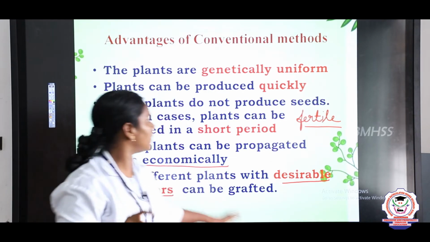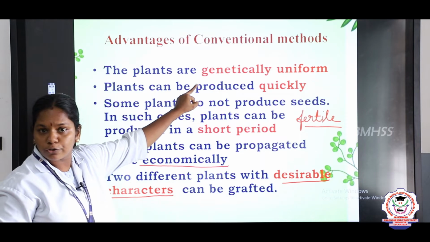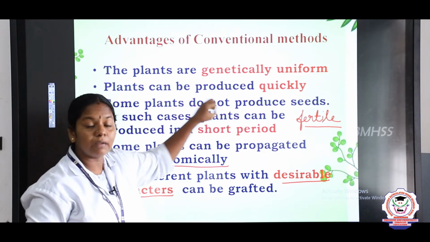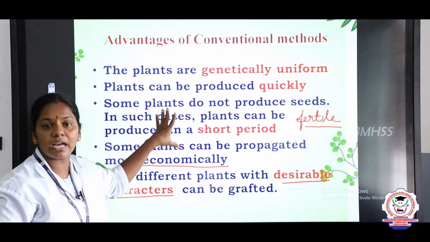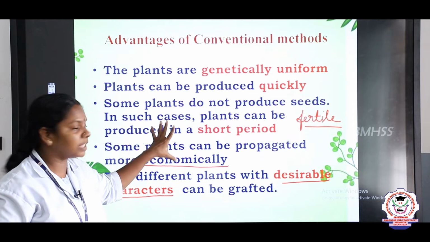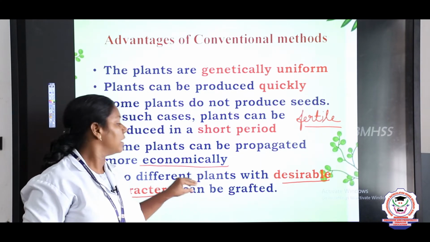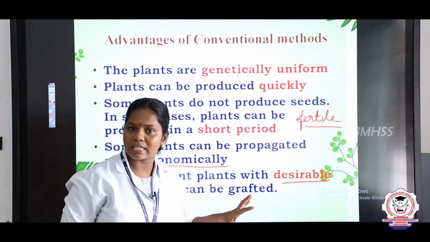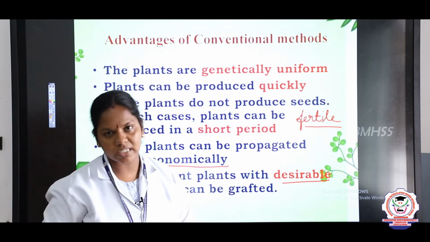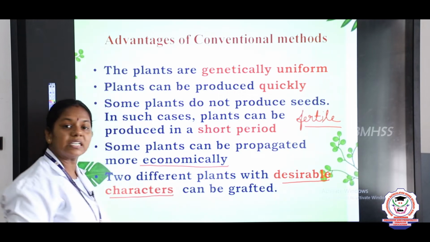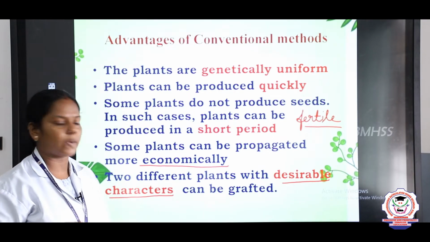So what is the first advantage, children? They are genetically uniform, we can produce quickly, and more plants can be produced in a short time, there is no need to depend on seeds, it increases the economical value, and the last one, the desired characters can be brought to the next generation. And now we are going to discuss the disadvantages.